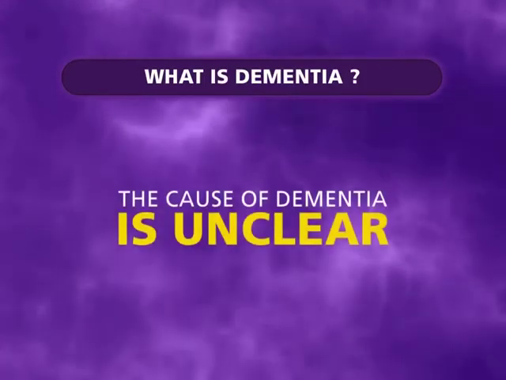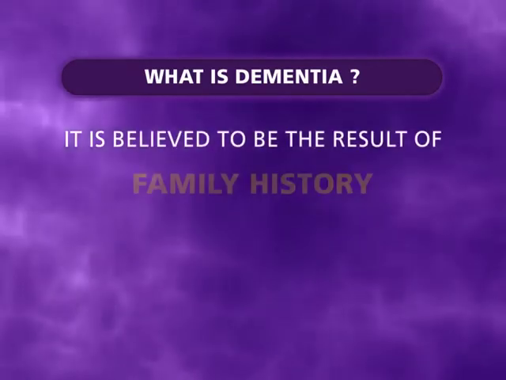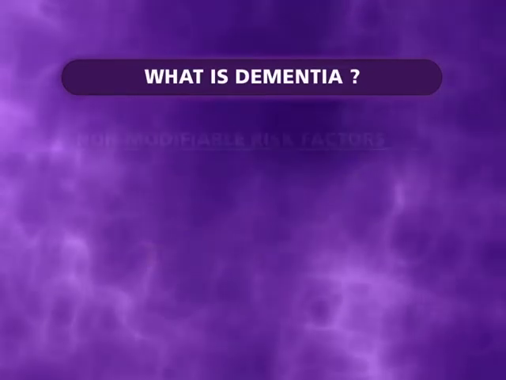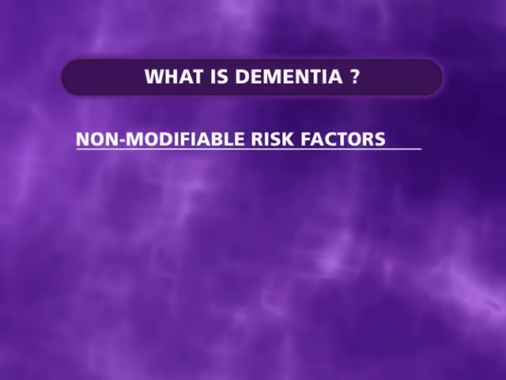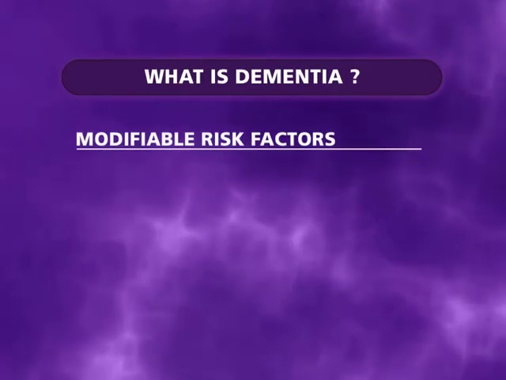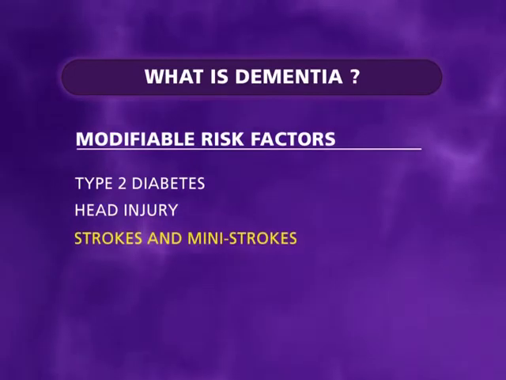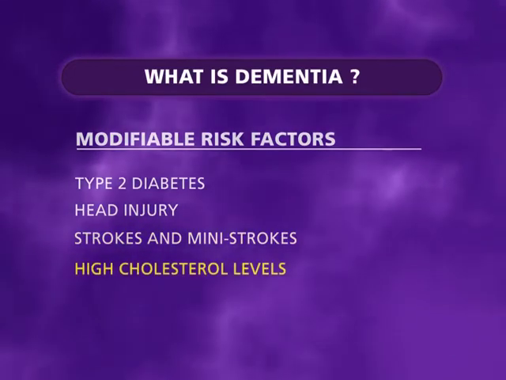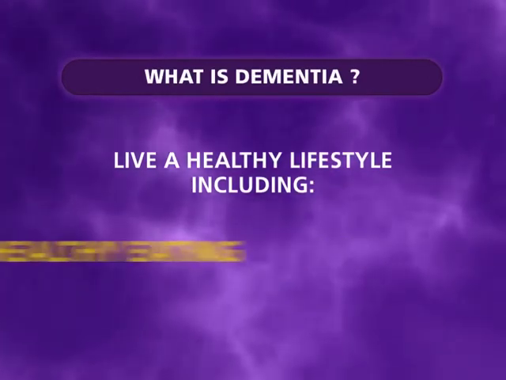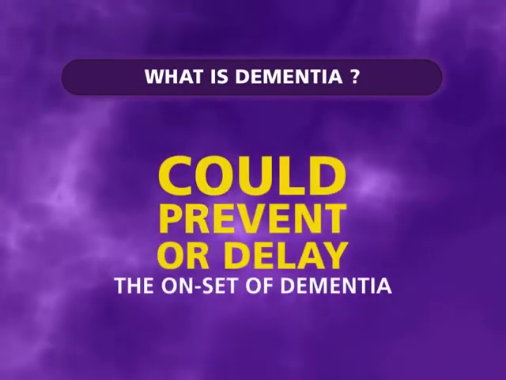The cause of dementia is still unclear, and it is believed to be the result of a combination of factors, including family history, lifestyle, and environment. Non-modifiable risk factors include age and genetics, while some modifiable risk factors include type 2 diabetes, head injury, strokes and mini-strokes, high cholesterol levels. Therefore, living a healthy lifestyle, including healthy eating, physical activity, and minimizing stress, could prevent or delay the onset of dementia.